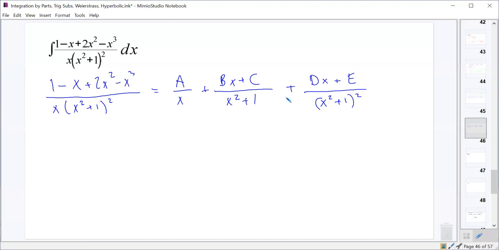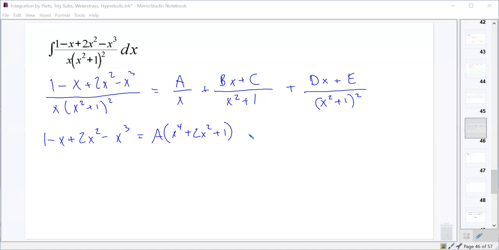Okay. So our common denominator is going to be x times (x squared plus 1) squared. So the a over x needs an (x squared plus 1) squared attached to it. So we're going to clear out all the denominators. And our a is going to get multiplied by (x squared plus 1) squared, which I'm just going to write out now. That should be that, right? That's (x squared plus 1) squared.